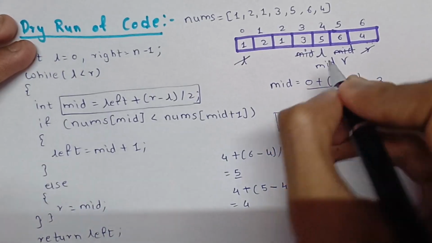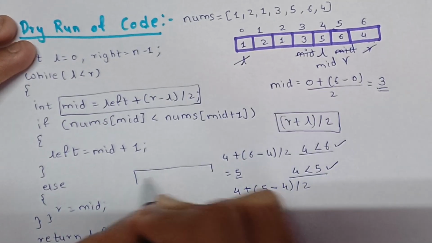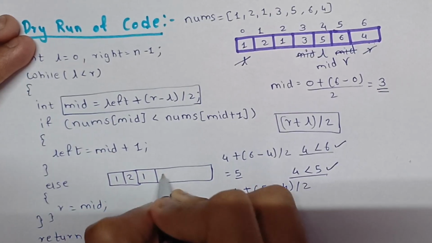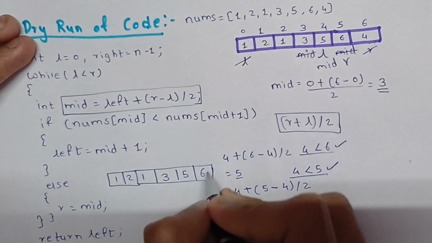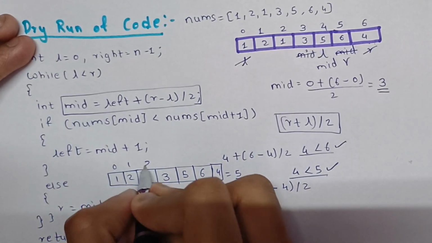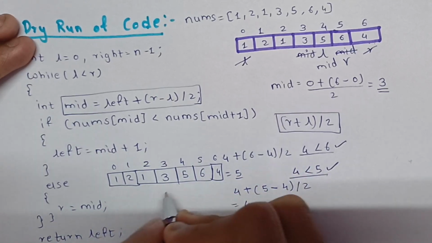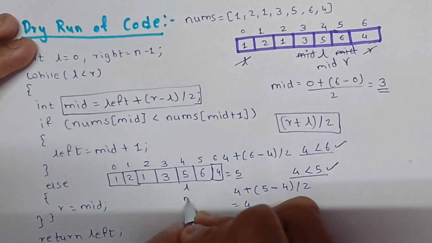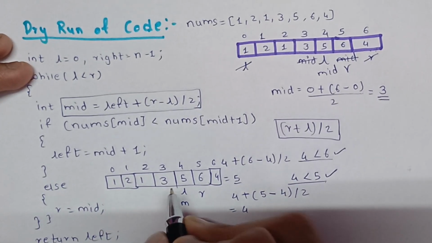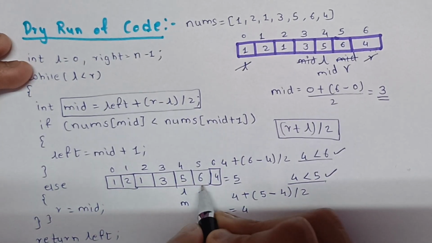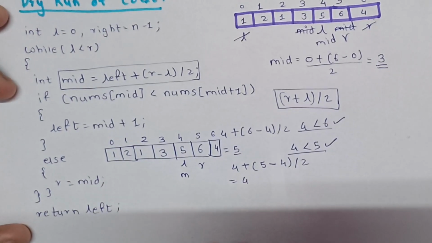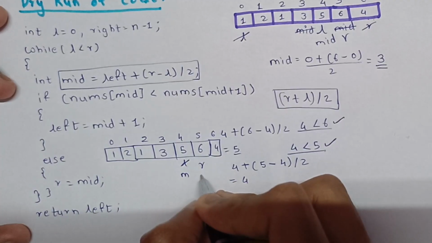Now I will draw a new array here so you will understand better. I will write 1 2 1 3 5 6 and 4, and put index numbers 0 1 2 3 4 5 6. Now our left pointer is here, mid is here and right is here. We check nums of mid is less than nums of mid plus 1. 5 is less than 6, yes. So we increment the left pointer: left is equal to mid plus 1, and left will come here.